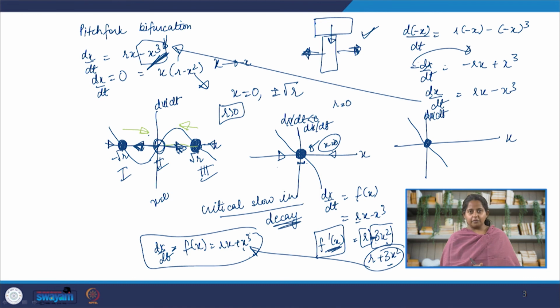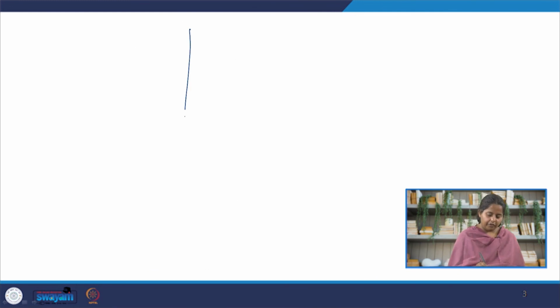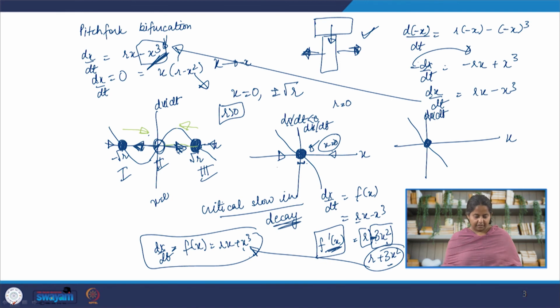However, before we proceed, let's make one diagram to summarize how this pitchfork bifurcation system changes as the parameter changes. So what we are going to do is put the parameter on the x-axis and the fixed points on the y-axis. Let's take the information that we have on this slide. So when r is greater than 0, we have 3 fixed points: minus under root r, plus under root r, and 0. 0 is an unstable fixed point.